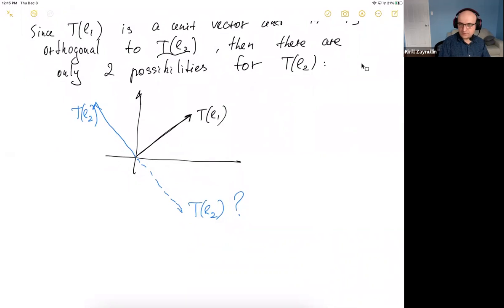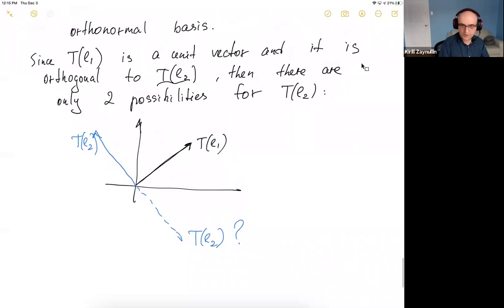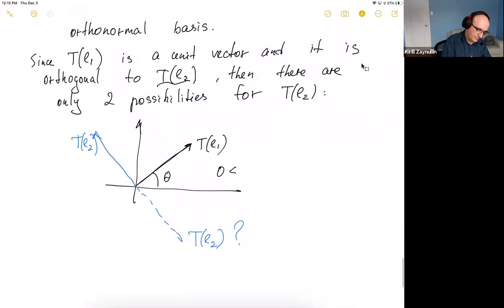So now, let's just look at these two cases. Perhaps let's put in the coordinates. Let's take an angle, say theta, between 0 and 2 pi, of course. And that's a unit vector, so it must have coordinates cosine of theta, comma, sine of theta.